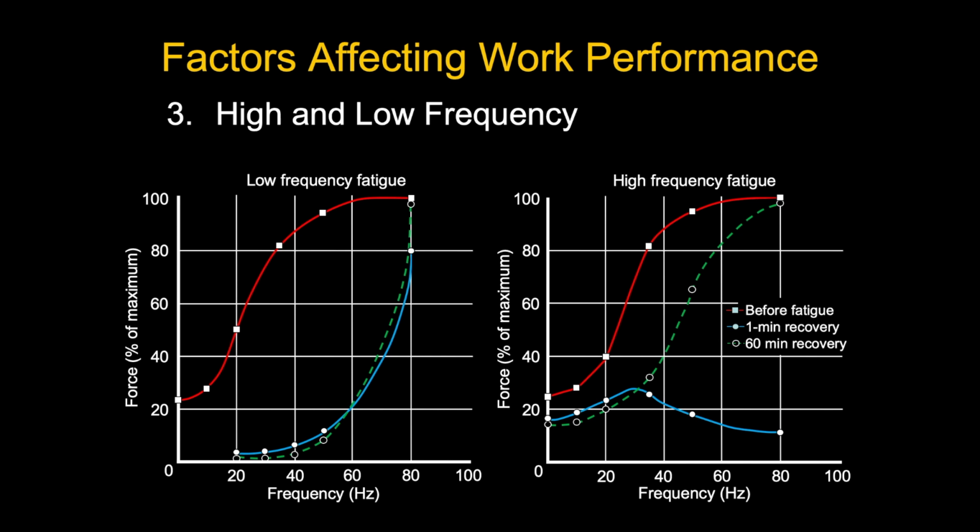In the graph on the left, force production at the low frequencies was not recovered even after 1 hour. But force at the highest frequency at 80 Hertz is high even at 1 minute of recovery and is back to normal after 1 hour, indicating that low frequency fatigue is selective for slower motor units and recovery is slow. On the graph on the right, force production after 1 minute at the higher frequencies is very low but recovers by 60 minutes, indicating that the high frequency fatigue affects the fast motor units more and that recovery is rapid.